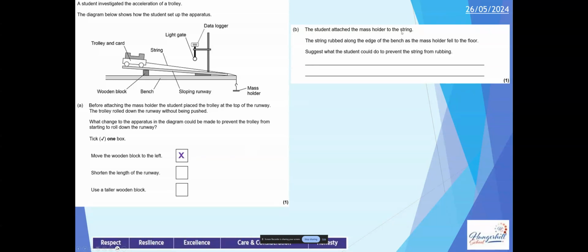The student attached the mass holder to the string. The string rubbed along the edge of the bench as the mass holder fell to the floor. What could the student do to prevent the string from rubbing? They could put a pulley at the end of the table that reduces the friction between the table and the string. So use a pulley.